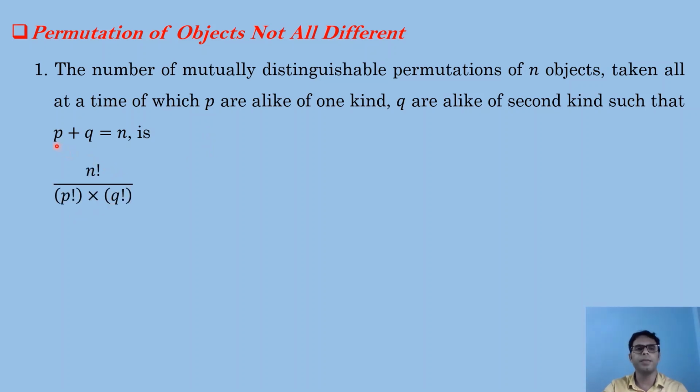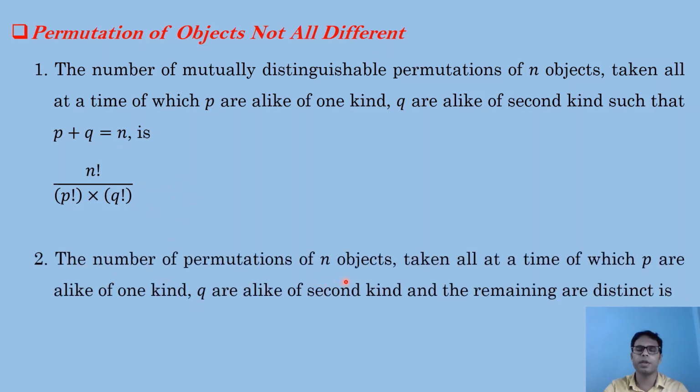In a similar manner, if p plus q is not equal to n, in that case also the formula will remain the same. That is, the number of permutations of n objects taken all at a time, of which p are alike of one kind, q are alike of the second kind, and the rest are distinct, different objects. Then also the formula is the same: factorial n divided by factorial p into factorial q. If there are more objects of a similar type, say r objects are the same again, then into factorial r will be there. Is that clear? So these are the two formulae, actually theorems. We should use these two theorems in the solution of problems of the chapter permutation.